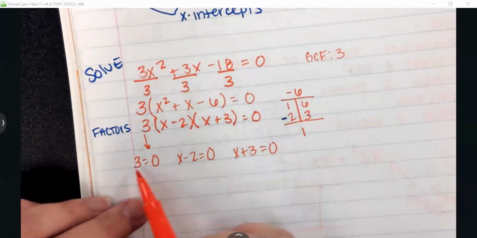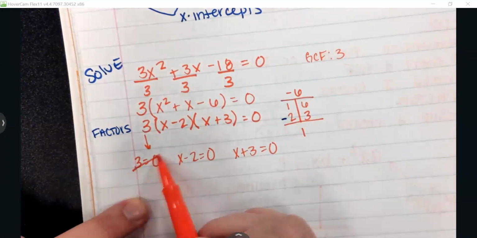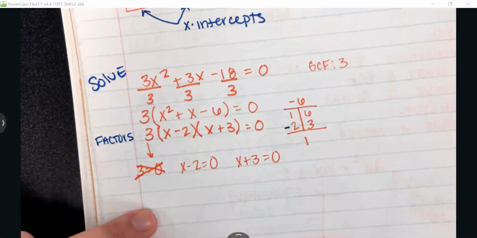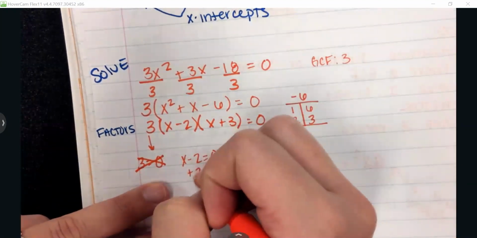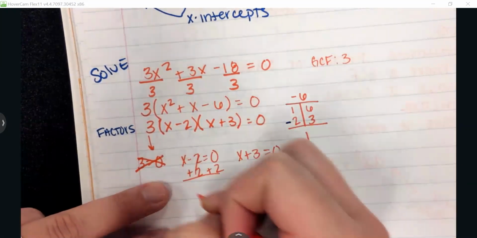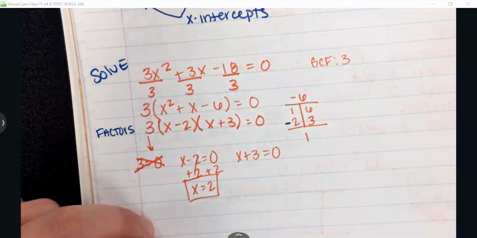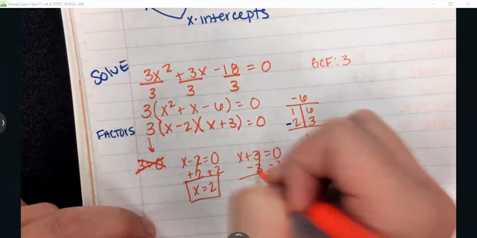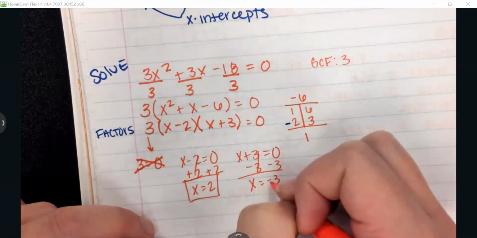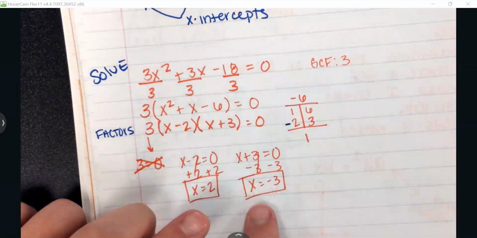Now, y'all, can 3 equal 0? Does that make any sense? Then cross it out. That's not part of my answer. X minus 2 equals 0. I'm going to add 2 to both sides. So x equals 2. X plus 3 equals 0. I'm going to subtract 3 from both sides. So x equals -3.